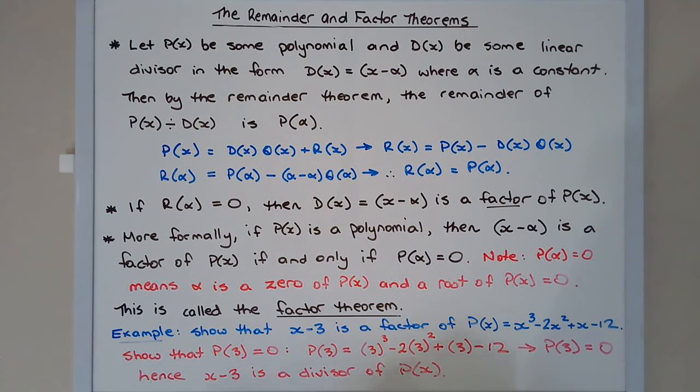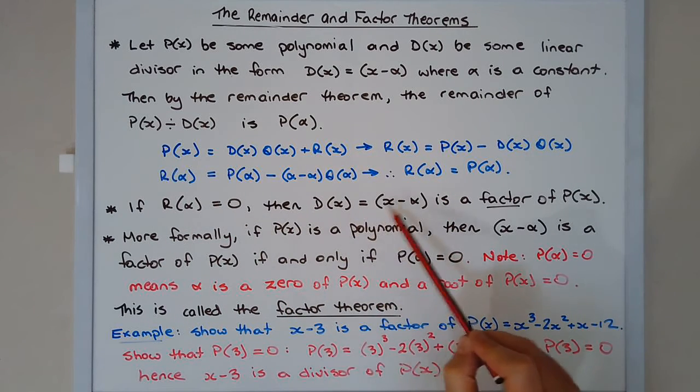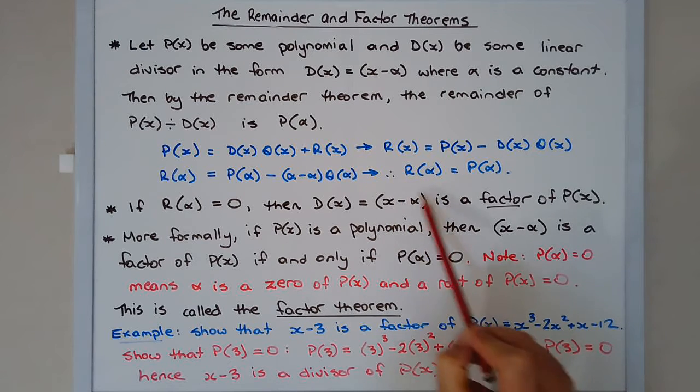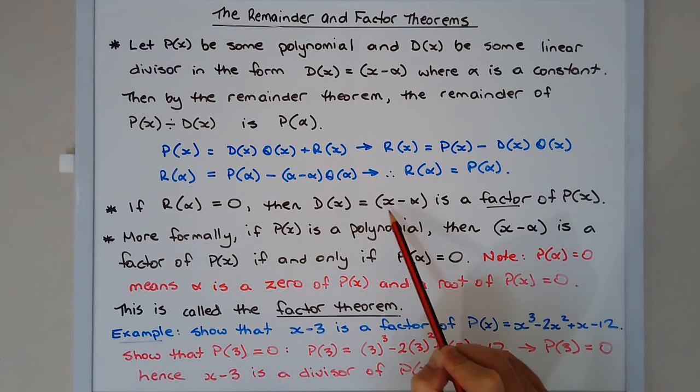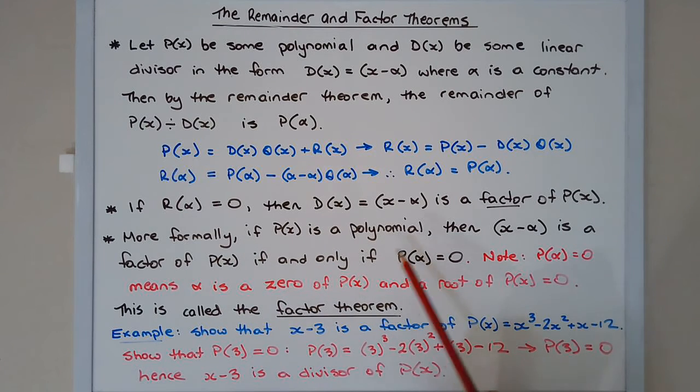Now if R of alpha equals 0, then D of x equals x minus alpha, so this linear polynomial here, x minus alpha, is a factor of P of x, so it divides it evenly. So more formally, if P of x is a polynomial, then x minus alpha is a factor of P of x if and only if P of alpha equals 0.